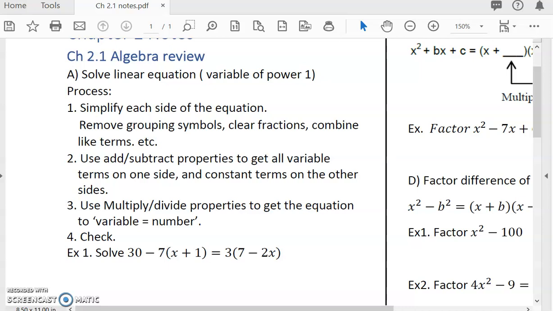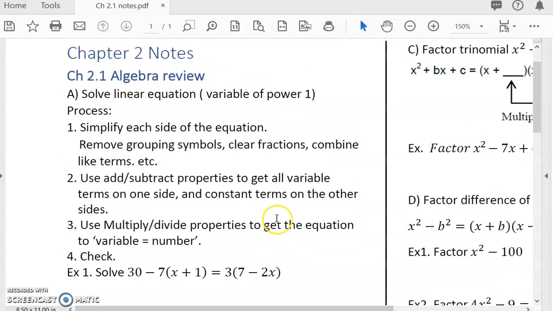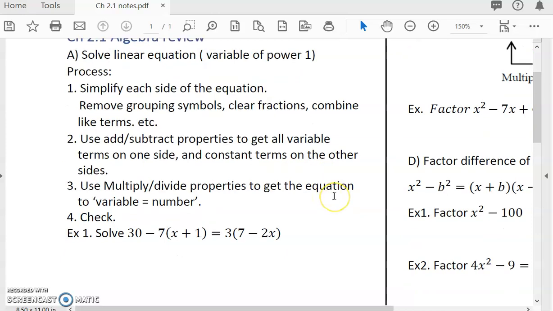Hello, college algebra student. In this video, I'm going to talk to you about some algebra review before we start chapter 2. So 2.1 from the textbook is actually something else, but I'll just use the same number to go over some of the basic skills that you need to know for the rest of the chapter.